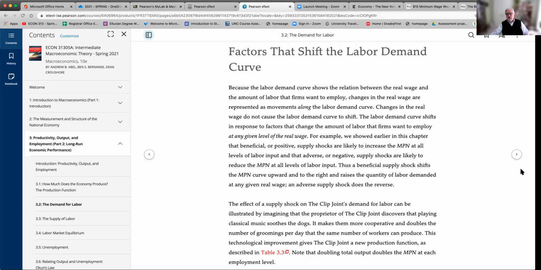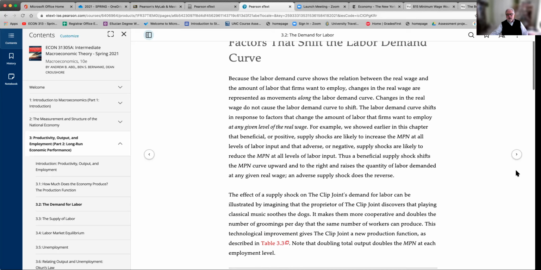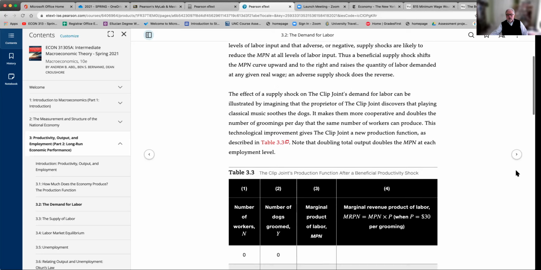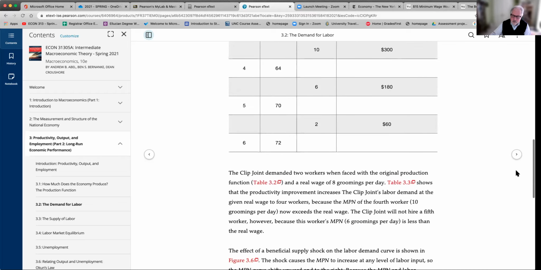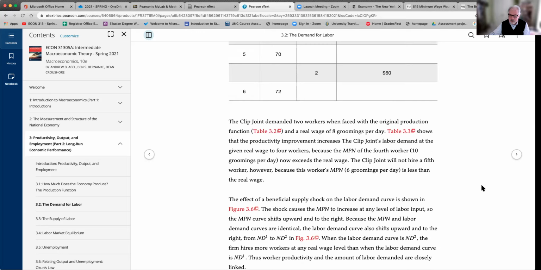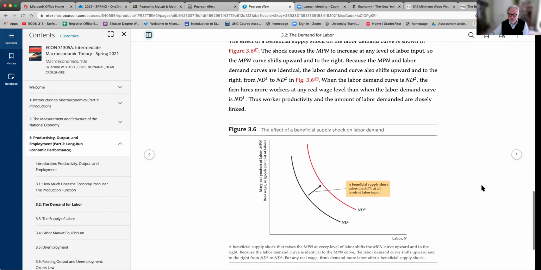What would cause the marginal product of labor to increase? What would cause workers, for every hour that they work, to be more productive? Well, having more capital, having better technology, the things that shift the production function upward. So shifts in the production function are directly tied to shifts in labor demand. Okay, and here's an example in the textbook to make that point and to go through the decision that a profit maximizing firm would make.